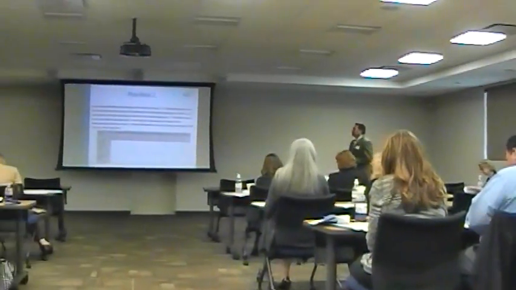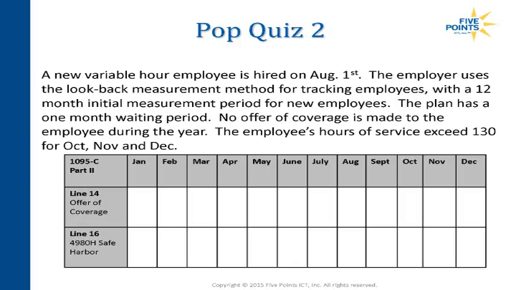Yeah, get stumped. All right, pop quiz number 2. So this one here, we have a new variable hour employee hired August 1st. The employer uses the look-back measurement method for tracking employees with a 12-month initial measurement period. The plan has a 1-month waiting period. No offer of coverage is made to the employee during the year. The employee's hours of service exceed 130 hours in October, November, and December. So it's a new variable hour employee using look-back.